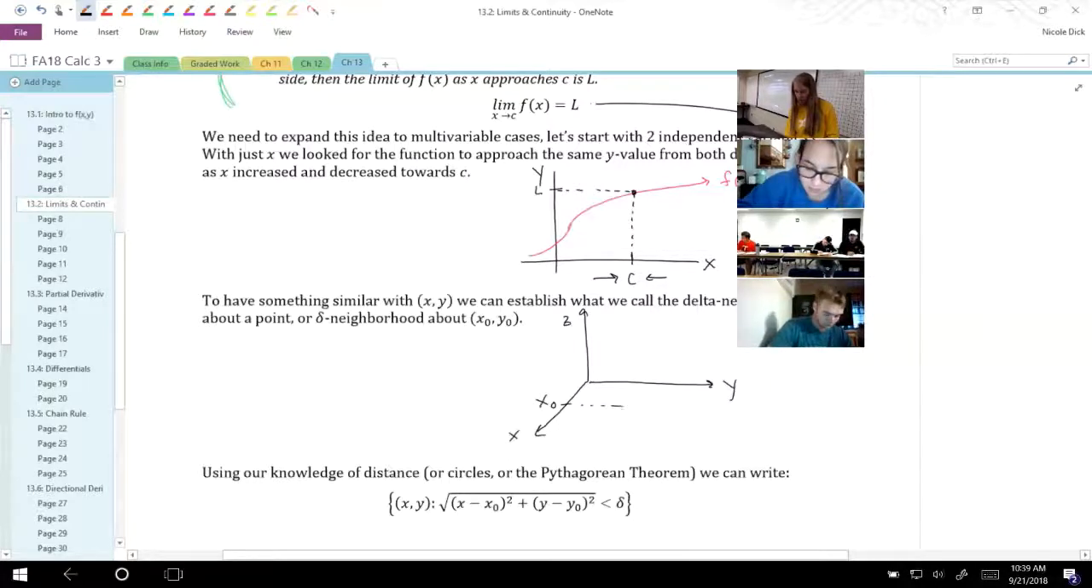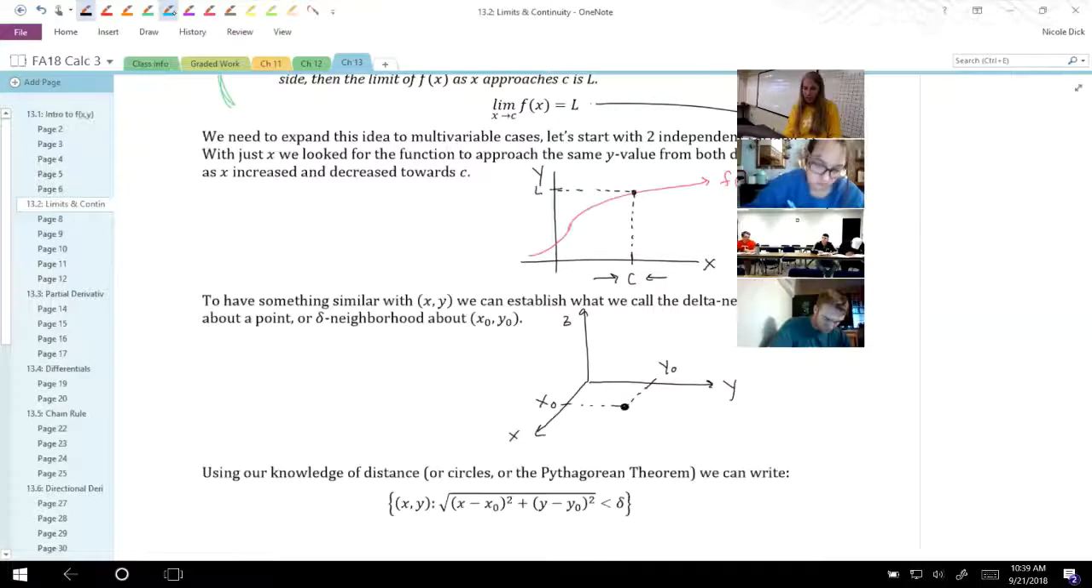So I'll just draw some random point out here. It doesn't really matter too much where it is. There we go. This is the point that we're approaching now. Since we are approaching this one dot, we're not just coming at it from the left or the right. There's an infinite number of directions we can approach this point from, anywhere around the circle.